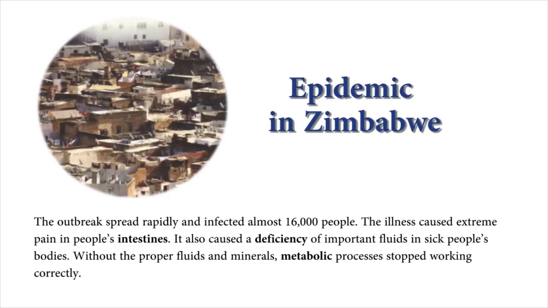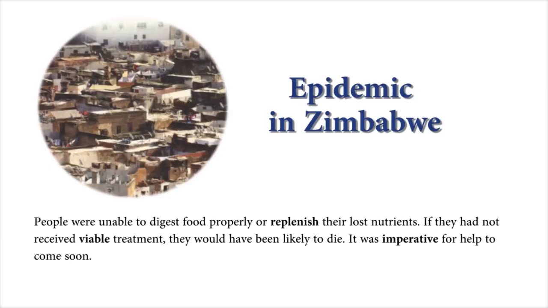The outbreak spread rapidly and infected almost 16,000 people. The illness caused extreme pain in people's intestines. It also caused a deficiency of important fluids in sick people's bodies. Without the proper fluids and minerals, metabolic processes stopped working correctly. People were unable to digest food properly or replenish their lost nutrients. If they had not received viable treatment, they would have been likely to die.